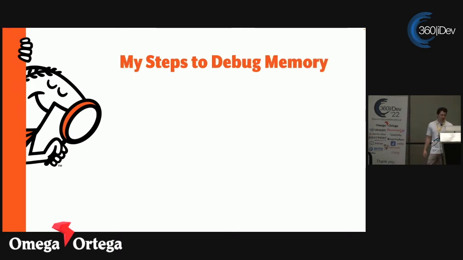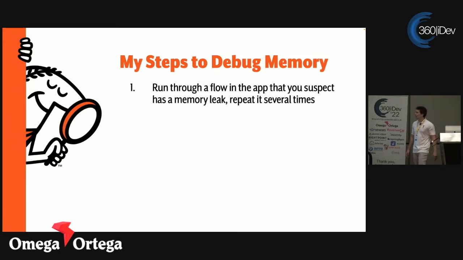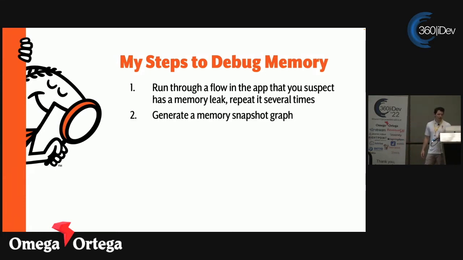And then I have a couple steps that I run through for debugging memory. So the first thing I like to do is run through a flow in the app that I think has a memory leak, and I repeat it several times just to see if there's more objects being added to memory than I expect, seeing if there's anything going on there. And then I generate a memory snapshot graph through Xcode to see what all the objects in memory look like.